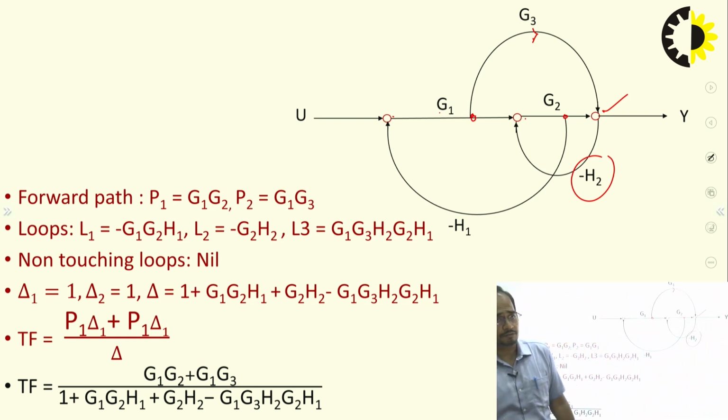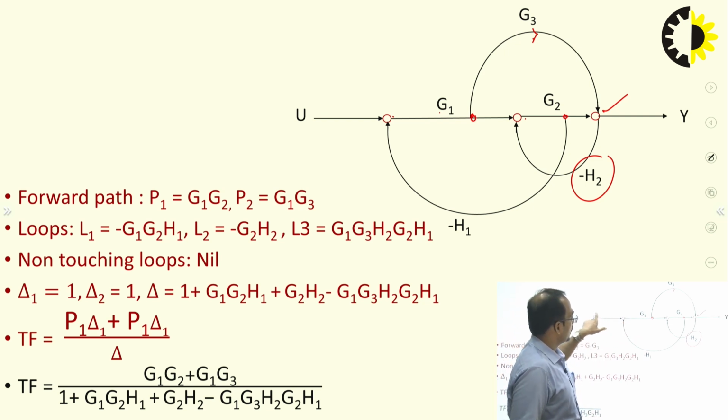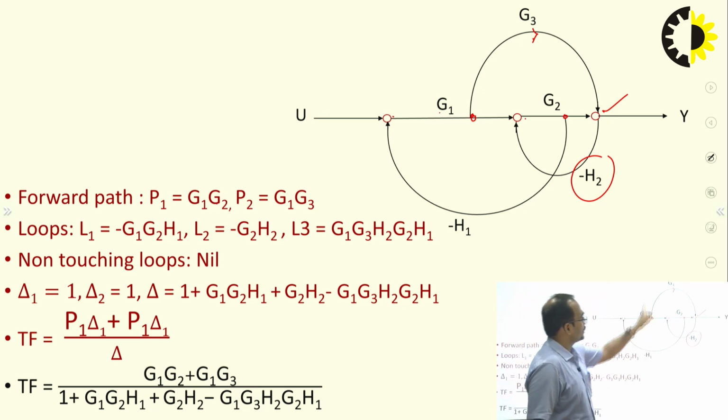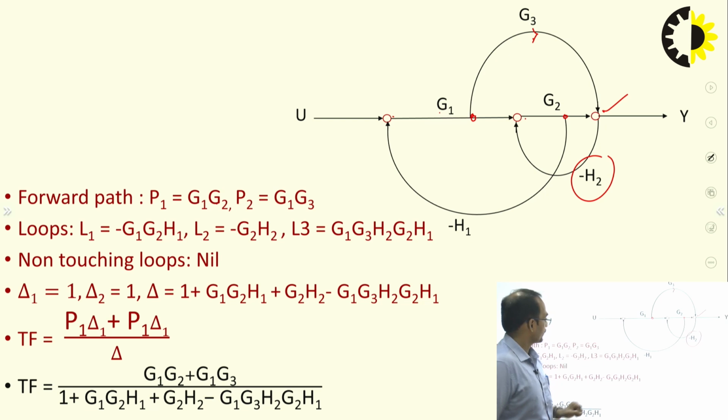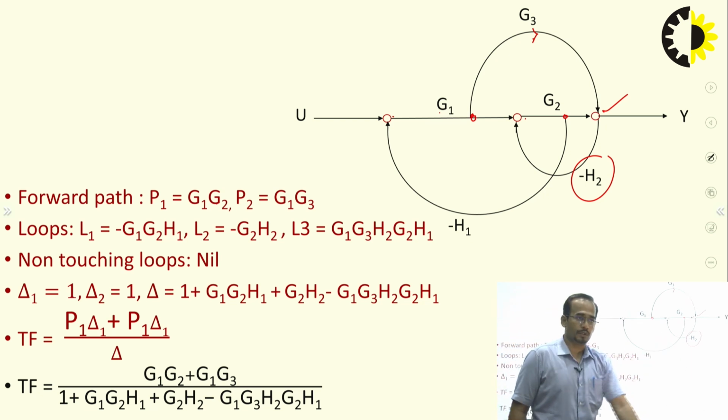Now you can find the forward paths and feedback paths. The forward paths are: first, G1, G2; second, G1, G3. And no other path is available going from input to output.